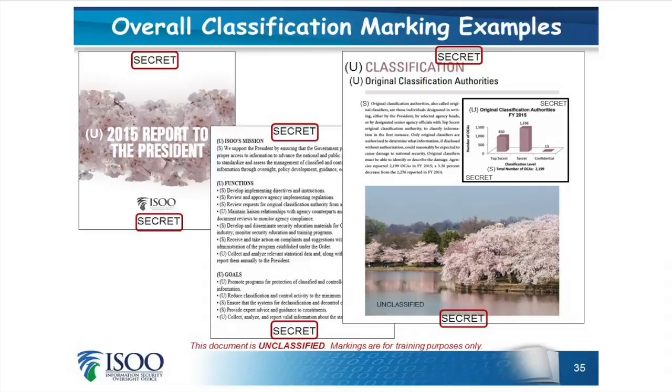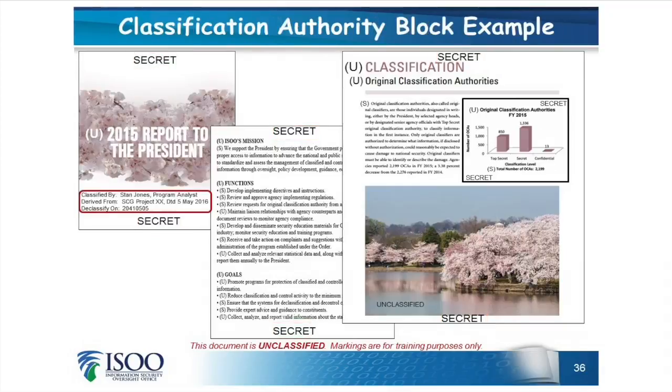32 CFR 2001.21(b)(3) from the Implementing Directive states that each interior page of a classified document shall be marked at the top and bottom either with the highest level of classification of information contained on that page or with the highest overall classification of the document. The first page or cover will always be marked with the highest overall classification of the document. Here we have added the classification authority block: the classified by line, the derived from line, and the declassify on line.